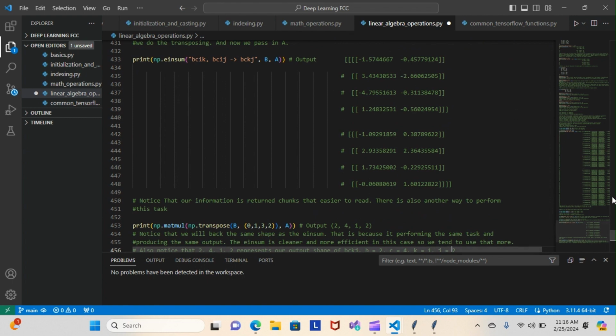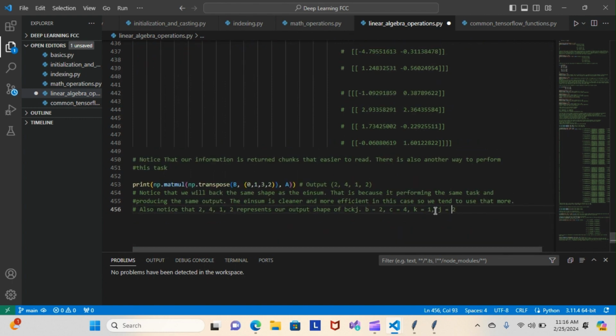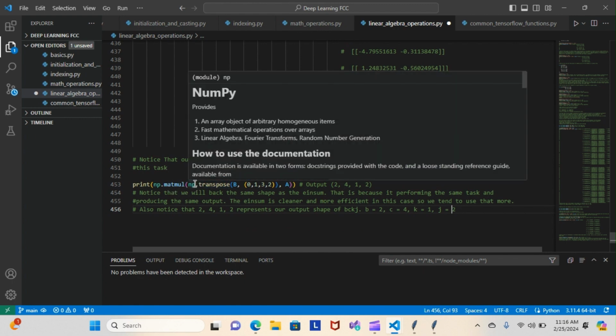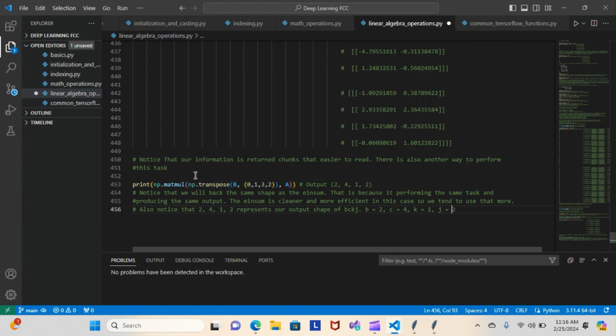I also ran it as a matmul. I know you don't know what that means, but yeah, we ran it also as a matmul. This is the same thing as the einsum. It's just that this walks through all of the steps and shows you exactly what we did.